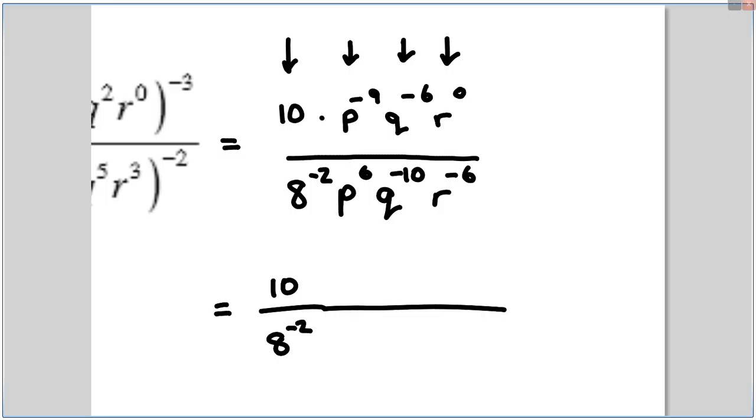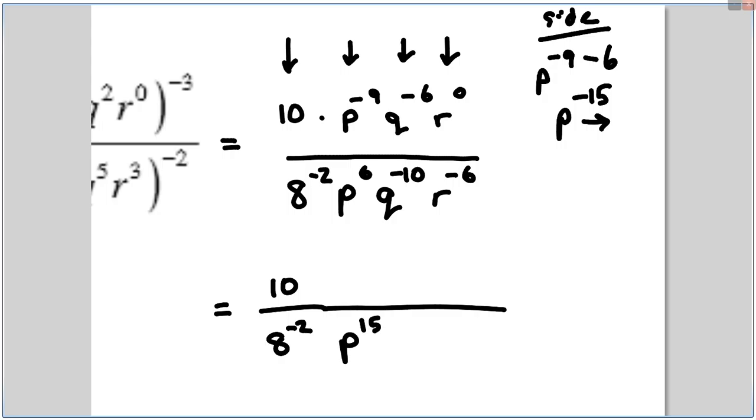Let's talk about the P's. Are we dividing or timesing? So do we add or subtract? Subtract. So this is off to the side here in your head or on the scrap paper. -9 minus -6 becomes P to the what? If you owe 9 and then owe 6, you owe 15. Integer operation. So where does this go? This negative power goes to the bottom. Okay, next one. Q: -6 minus 10 would be -16, goes to the bottom as a positive 16.